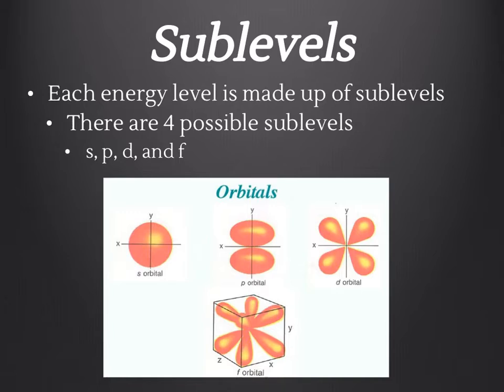We don't really focus so much on those shapes, but the shapes do help to understand why we can fit more electrons in P's, D's, and F's than we can in the S sublevel. So every energy level has at least an S sublevel. As you move higher in the energy levels, you add P, D, and F.